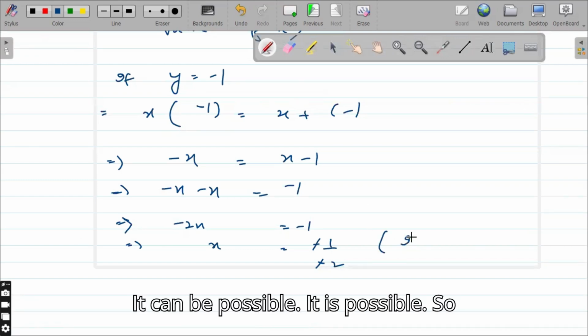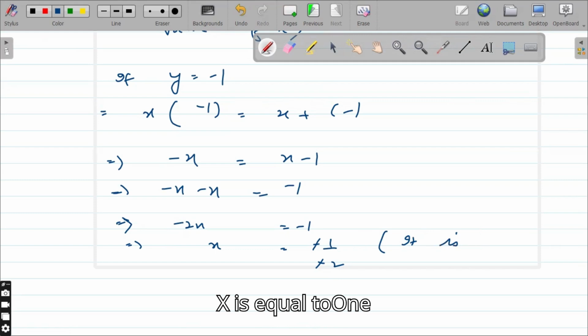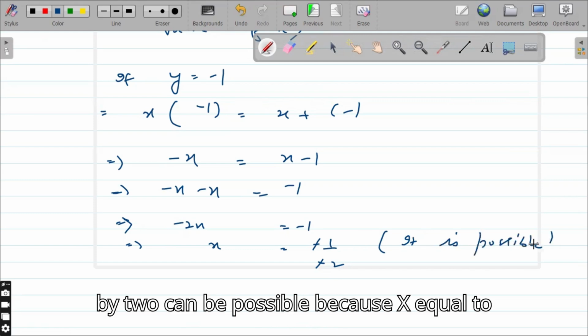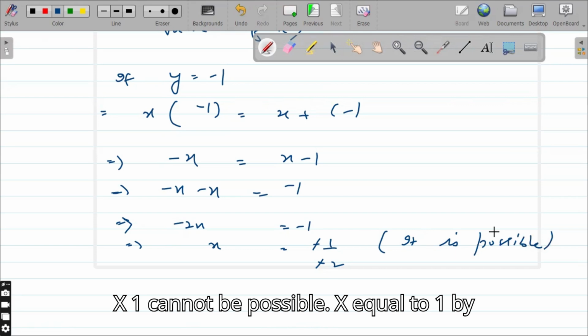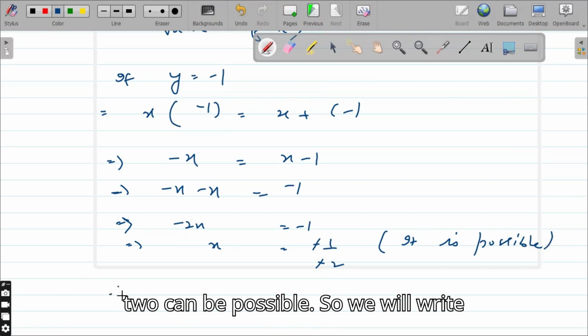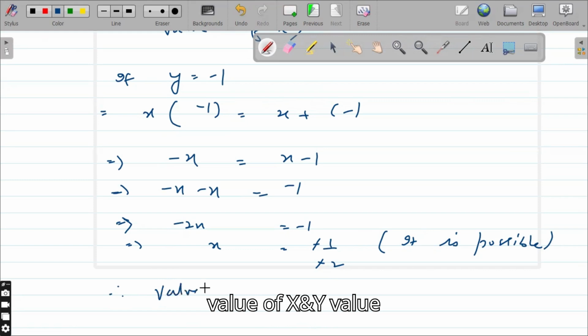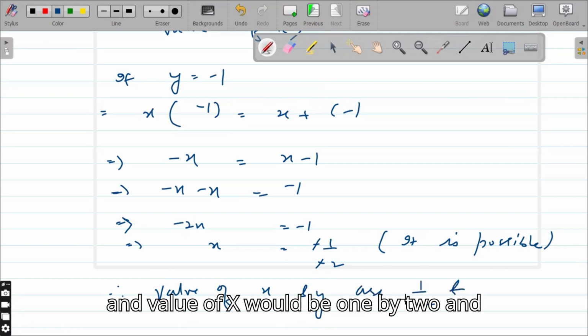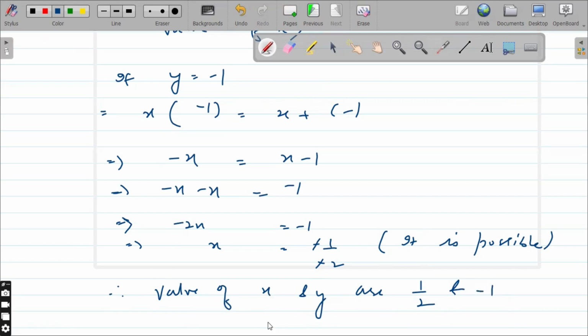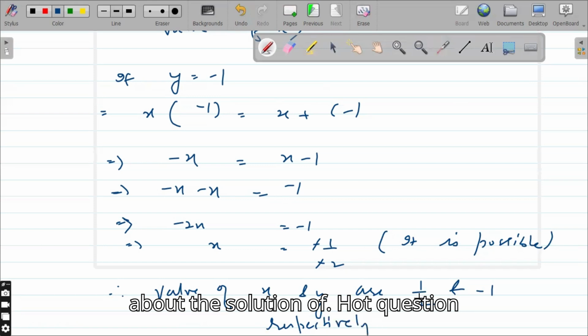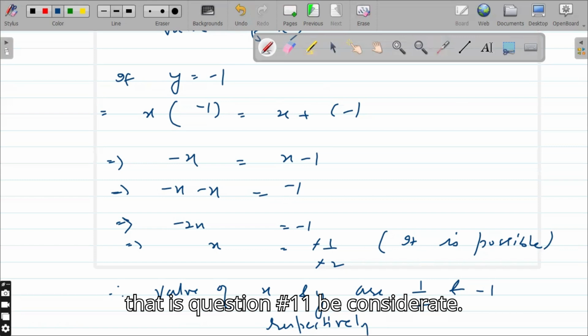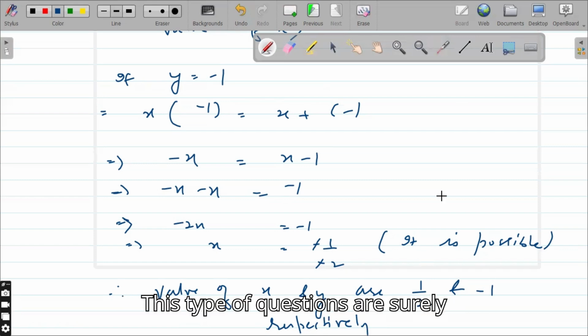It is possible. So x equal to 1 by 2 can be possible, because x equal to x plus 1 cannot be possible. So we will write the values of x and y: the value of x would be 1 by 2 and the value of y would be minus 1 respectively. So it was all about the solution of the HOTS question, that is question number 11. Be considerate, this type of questions are surely asked in the exam.